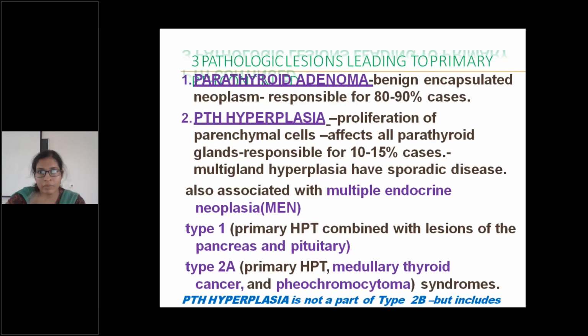Next, parathyroid adenoma is a benign encapsulated neoplasm responsible for 80 to 90% of cases. It is the main cause of primary hyperparathyroidism. And hyperplasia is nothing but proliferation of parenchymal cells, affecting all parathyroid glands, responsible for 10 to 15% of cases. It is sporadic, or it is associated with multiple endocrine neoplasia. The term itself shows that various other endocrine organs are involved, type 1 and type 2A, most commonly.